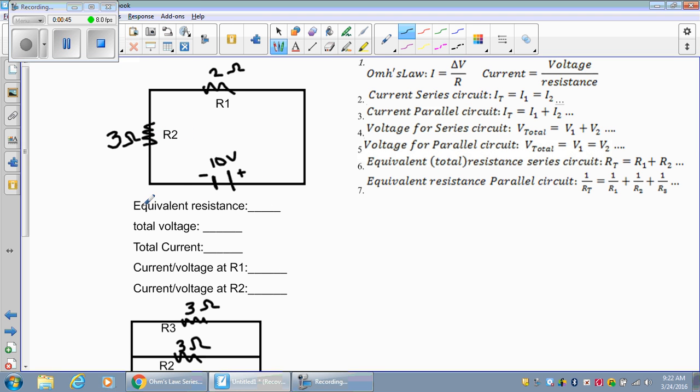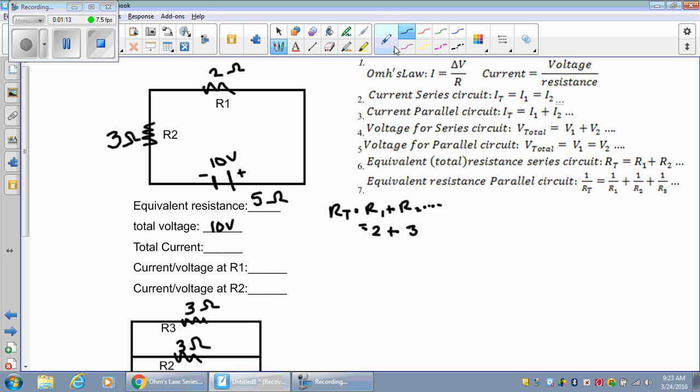So for this one, let's go ahead and find the equivalent resistance. Equivalent resistance is going to be R1 plus R2. Let's just move this right along. 2 plus 3, so what do we get? 5 ohms, okay? The resistance unit is ohms. Okay, total voltage was given right here, 10 volts.